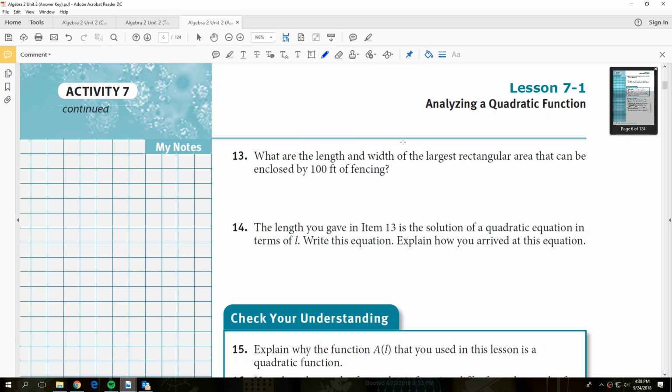Let's see here. What are the length and width of the largest rectangular area? That can be, yeah, so if it was 625, we talked about this, right? Its length is equal to 25, and width is equal to 25.